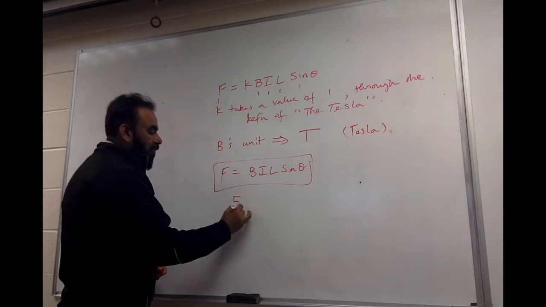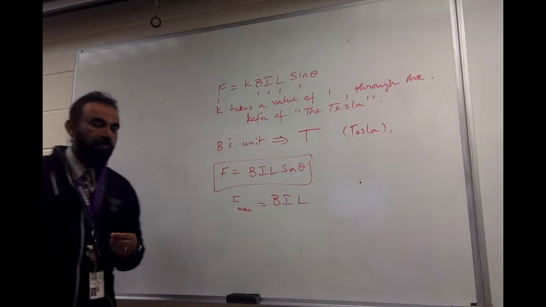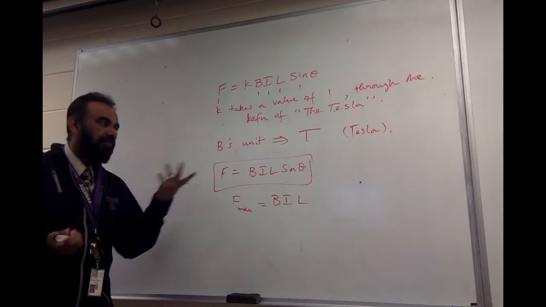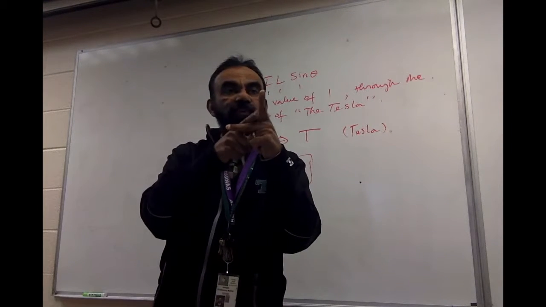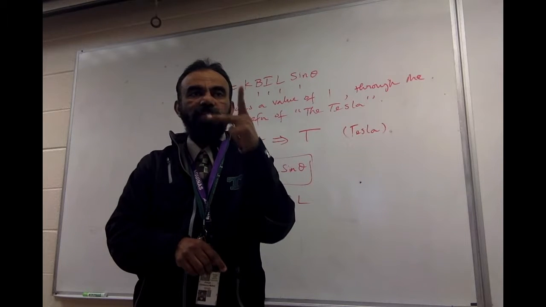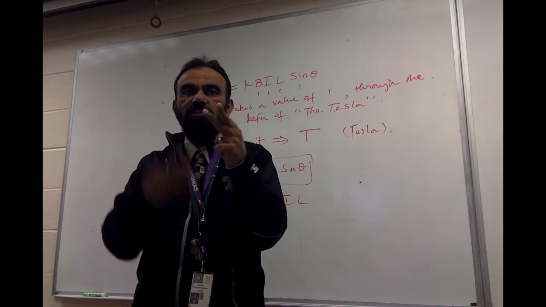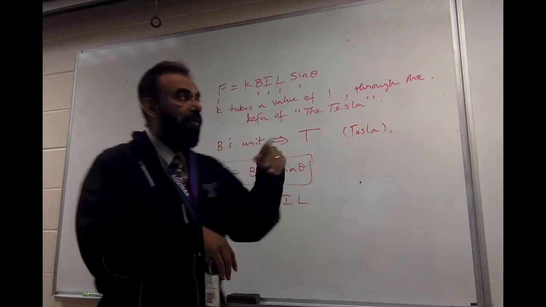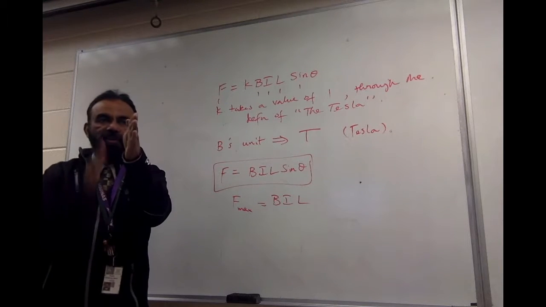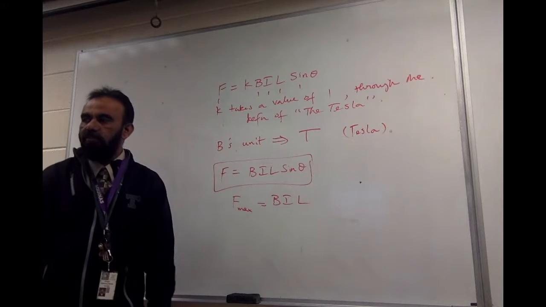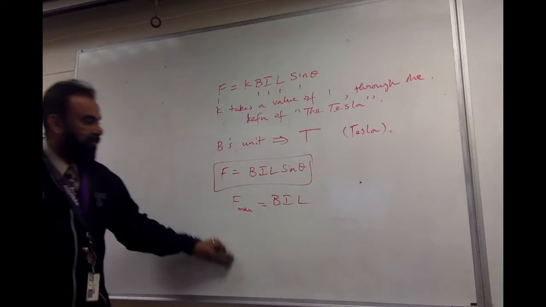Now if you're looking for the maximum force, then it is BIL, because then you're looking at perpendicular options. When the current and the magnetic field are perpendicular to each other, you get the maximum force. But if the angle reduces, the force reduces as well. When the angle is 0, sine 0 is 0, so the force becomes 0. When the magnetic field and the conductor are in the same direction, no force is expected. F maximum is BIL.